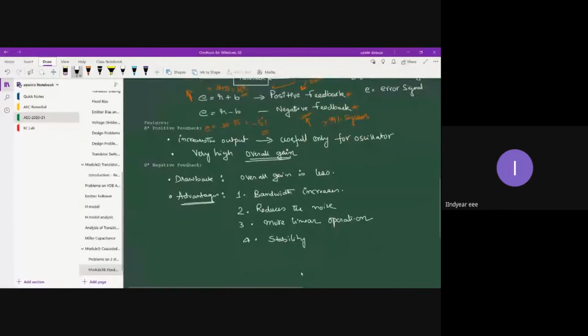So these are the major advantages of negative feedback system. Only one disadvantage is that the overall gain is less. Except for this disadvantage, you have many advantages. Whereas vice versa holds good for a positive feedback system. You have only one advantage, that is overall gain is pretty high. Except for one advantage, you have several disadvantages. That is lower bandwidth, higher noise, and non-linear operation, unstable. So those are the disadvantages of positive feedback system.